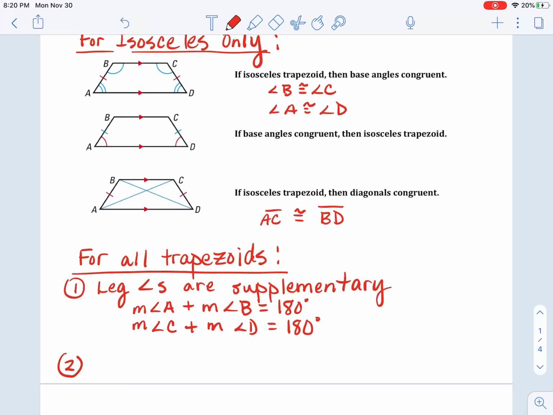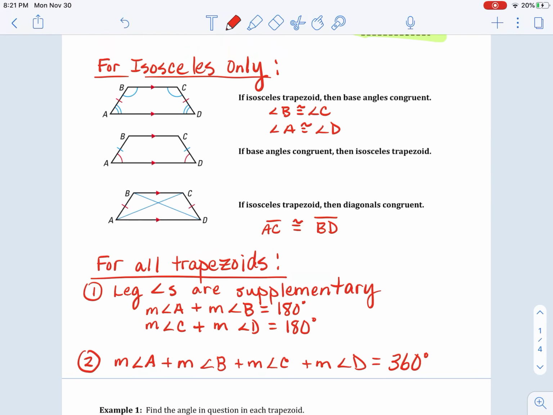And of course, for all trapezoids and for any four-sided figure, the measure of angle A plus the measure of angle B plus the measure of angle C and the measure of angle D will equal 360 degrees. Anytime you're adding up all the angles in any quadrilateral, they will add to 360 degrees. All right, so all trapezoids have leg angles that are supplementary. All trapezoids have all the angles adding to 360.